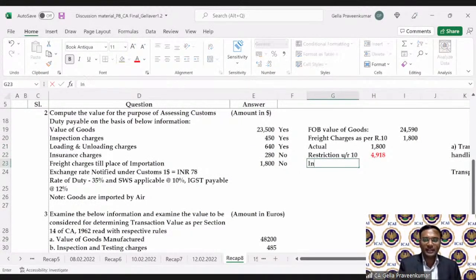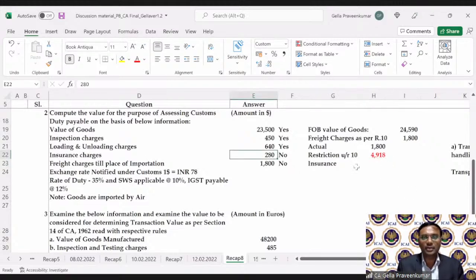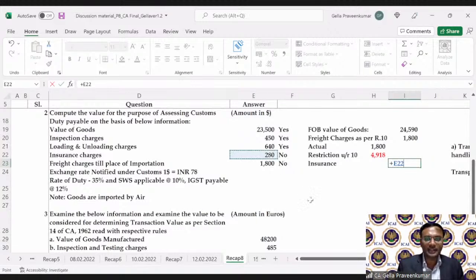Next, insurance. Now, again, if you read your page number 4.22, where they have said, where the cost referred to in clause B is not ascertainable, such cost shall be 1.125% of FOB value. Here, insurance is given. So what I'll do straight away, I'll take my insurance, the given actual amount incurred, $280.